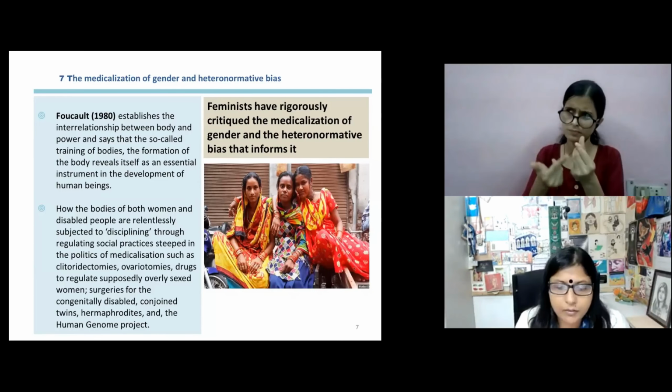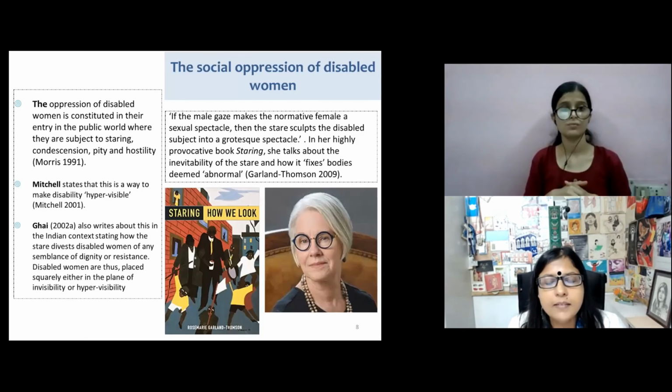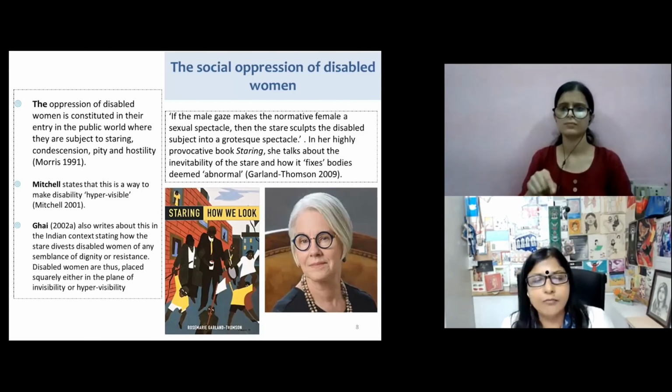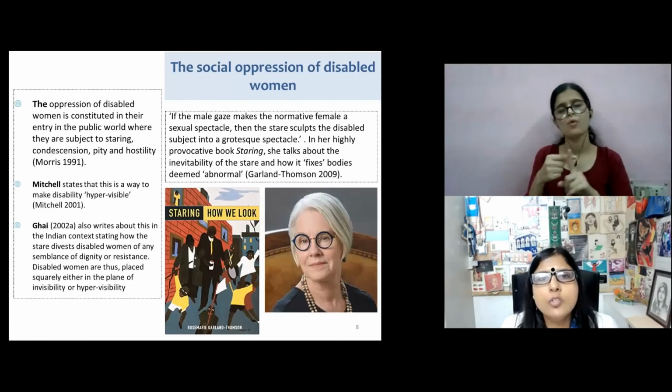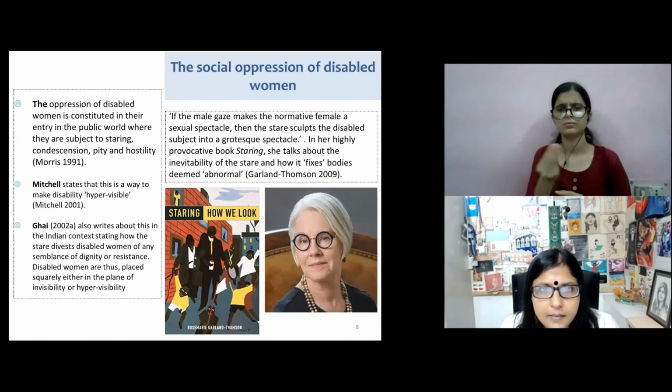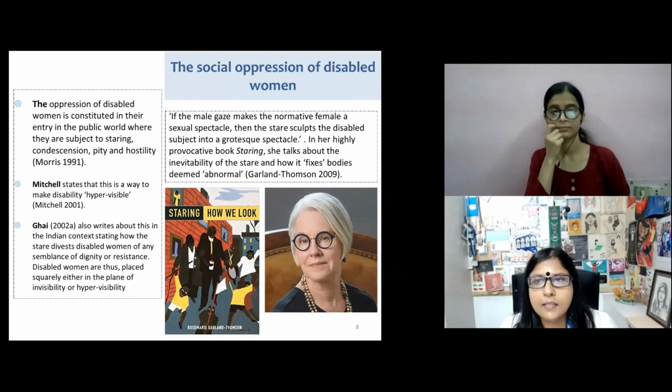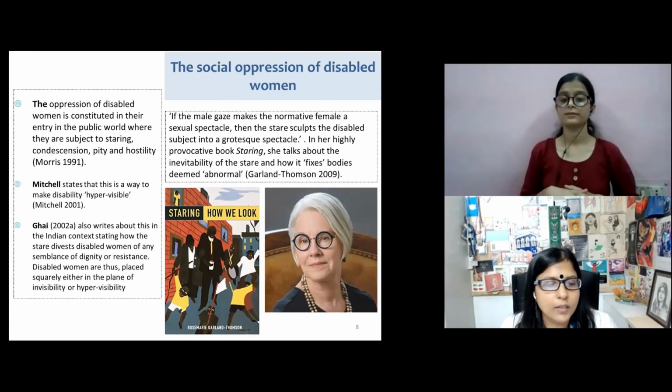So the oppression of disabled women is constituted in their entry in the public world, where they are subject to staring, condescension, pity, and hostility, wrote Jenny Morris as early as 1991. And 6 years later, Garland Thompson termed the medicalization of women and disabled people's bodies as the politics of appearance. In her highly provocative book, Staring, she says that both women and disabled people are reduced to some aspect of their physical presence. And she says, if the male gaze makes the normative female a sexual spectacle, then the stare sculpts the disabled subject into a grotesque object.